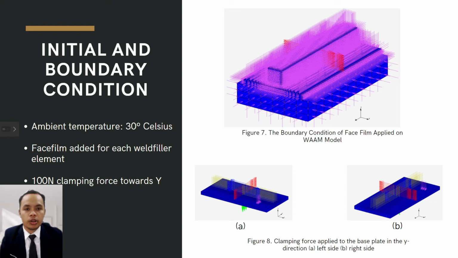All the film boundary conditions of the weld filler were included with the table and plate. It is necessary to consider the consequence of heat loss from radiation and convection so as to properly design the boundary condition. The ambient temperature was set at 30 degrees Celsius. To study the substrate deformation on the WAM model on the clamp side of the substrate, a clamping force of approximately 100 Newton was applied on the top left and bottom right side of the specimen, directed toward the y-axis. The direction and location of the force are shown in figure 8.